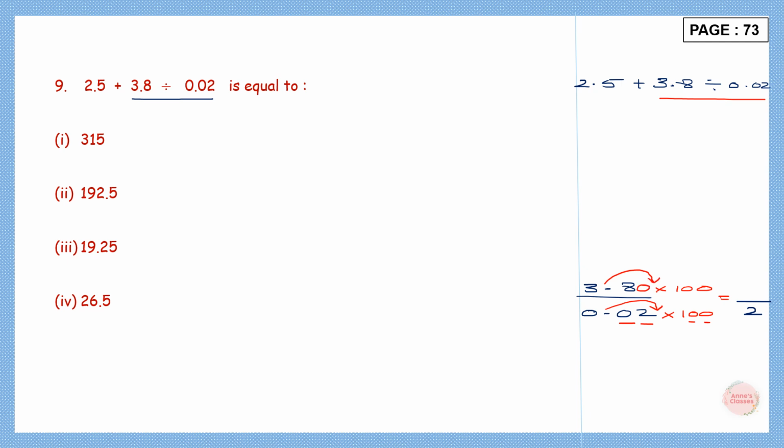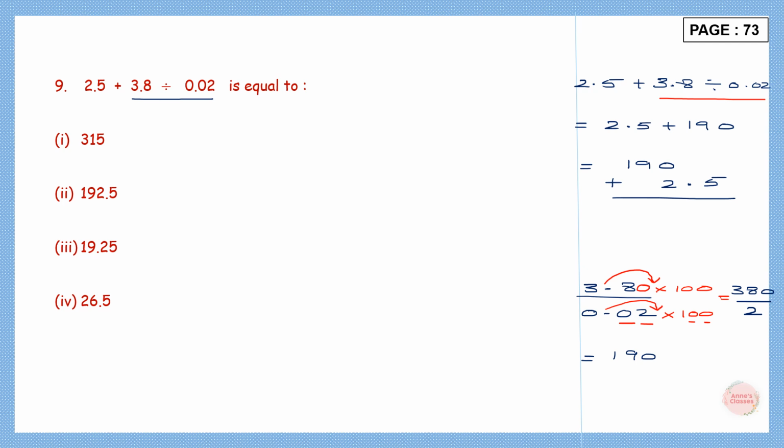So what is our number now? 380. So we have to divide 380 by 2. What will we get? We will get 190. 380 divided by 2 is 190. Let's write it here. So this becomes 2.5 plus 190. Now we have to add this up. So how do we write it? We write 190 plus 2.5. This is how we write.